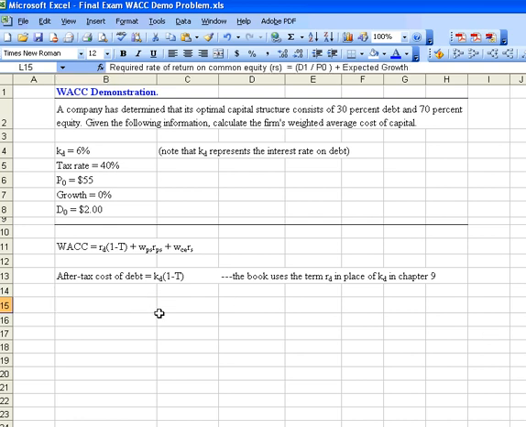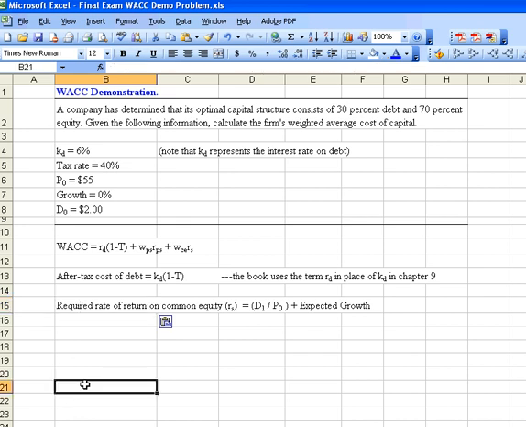The last formula we'll need is the required rate of return on the common equity. And here the required rate of return, the formula is we need to know the expected dividend in year 1 divided by the current selling price and add the expected growth. Okay, now to solve this, I'm going to do this in Excel.